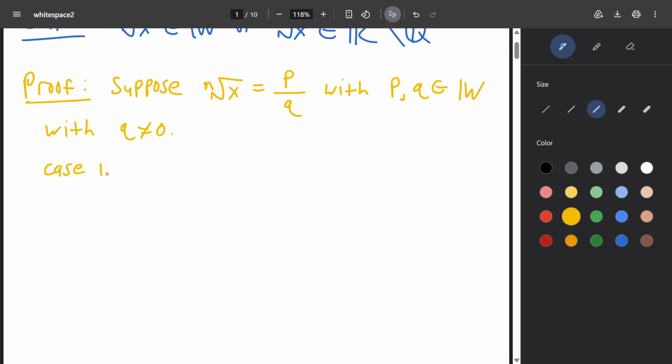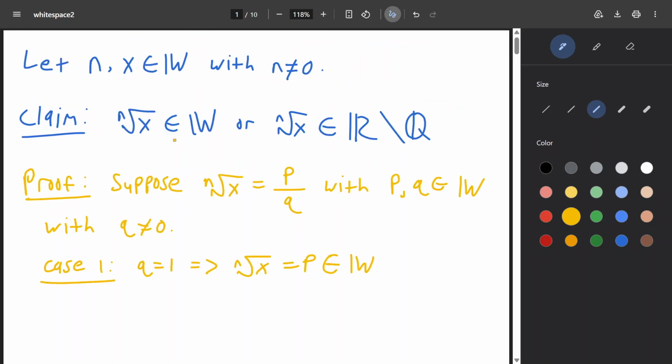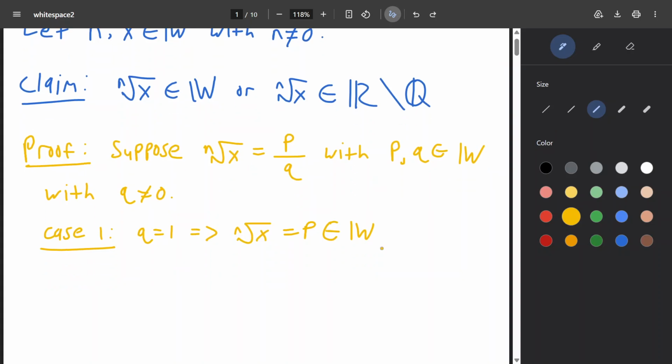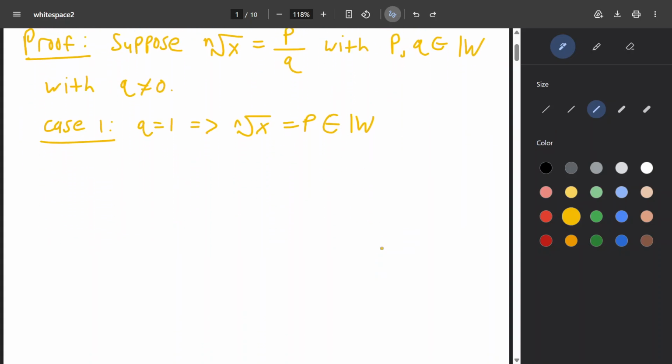Case 1, q equals 1. Well, this implies that the nth root of x is equal to p, which is a whole number. Great, so that's one possibility we checked. All right, well, how do we know it's not a non-integer rational? Let's look at case 2. q is not equal to 1.